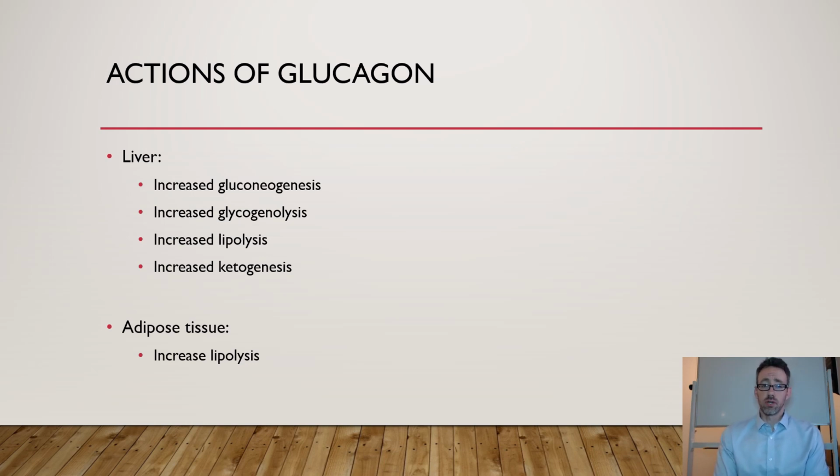As far as the actions of glucagon, again, that's actions primarily on the liver. So it's going to increase gluconeogenesis, increase glycogenolysis, which is going to break down that storage, increase lipolysis, so break down some of the fats within the liver, and increase ketogenesis. And so it's promoting ketogenesis in this case. So, another form of energy. And then the adipose tissue, it does have some action on adipose tissue, and its actions there would really be to increase lipolysis, so to break down fats into free fatty acids to be used for energy.